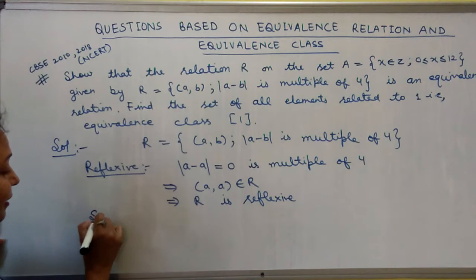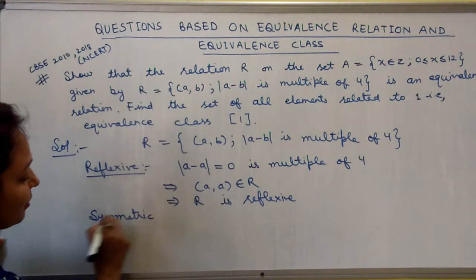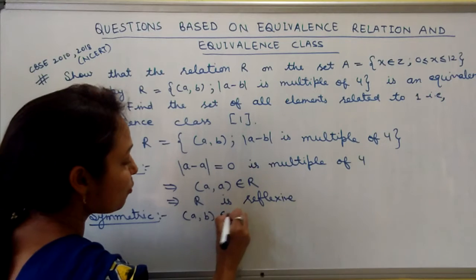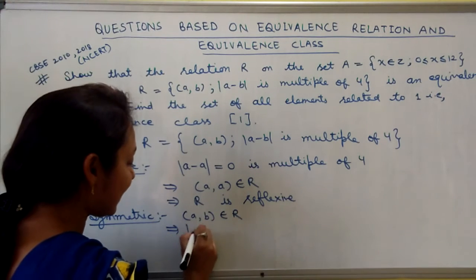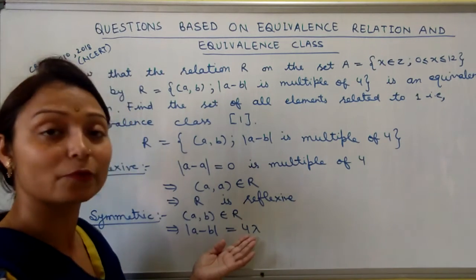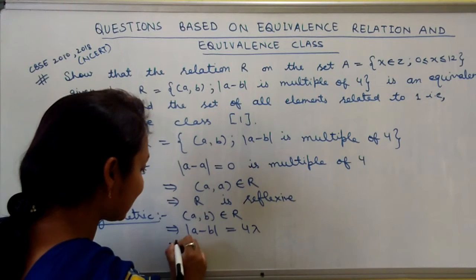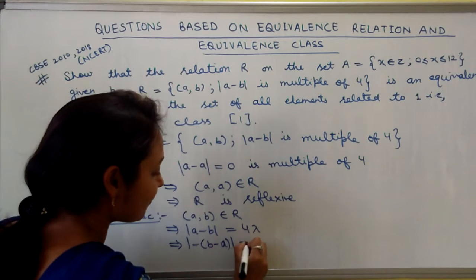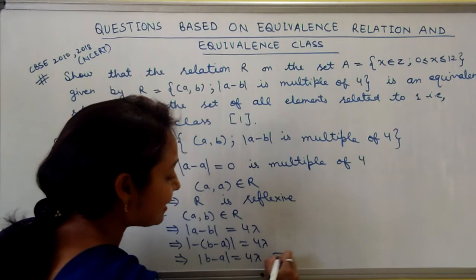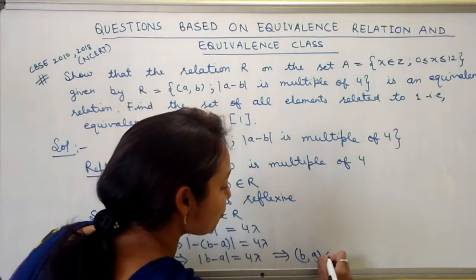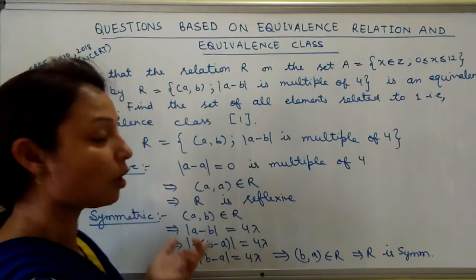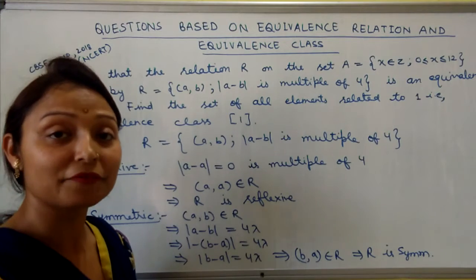Now come to symmetric. The second property which you have to prove for an equivalence relation is symmetric. Let (a, b) belong to R. This implies a minus b is a multiple of 4, that is 4 lambda. Multiple of 4 means 4 lambda. If I want to take the negative, can we take it? Yes. Now it becomes b minus a equal to 4 lambda. This implies (b, a) belongs to R, and this implies R is symmetric. So this is the way to solve the second property, that is symmetric.